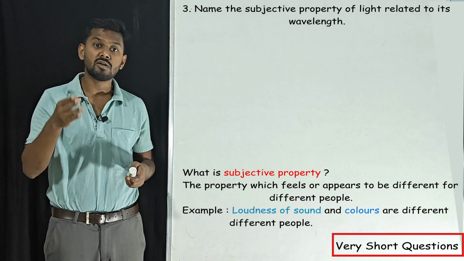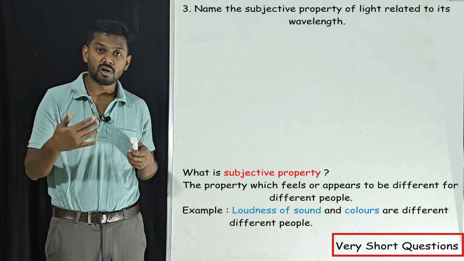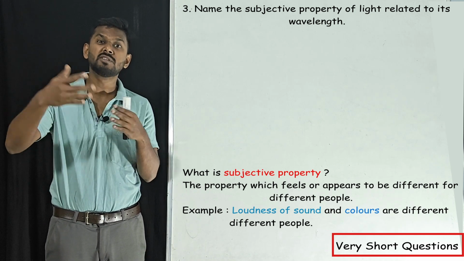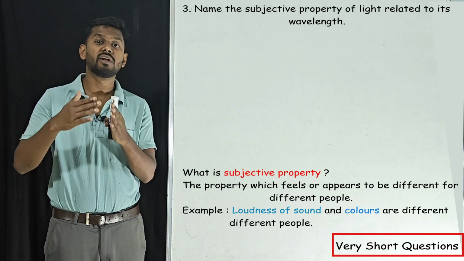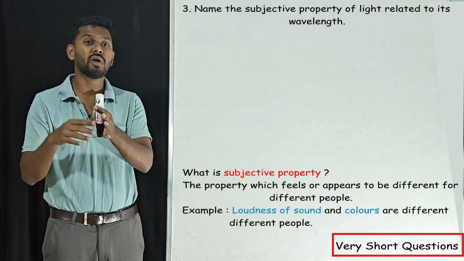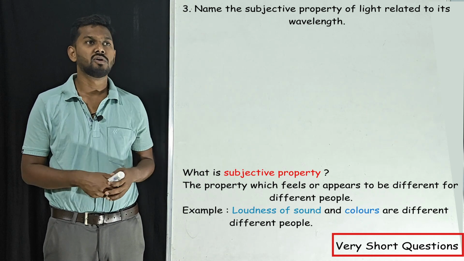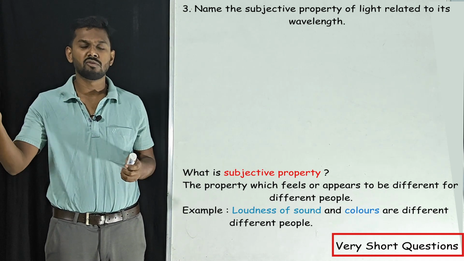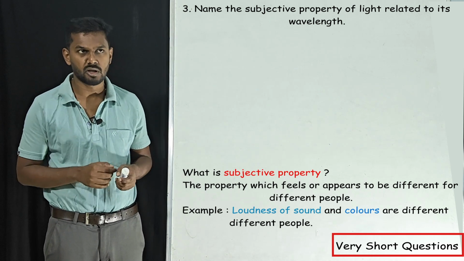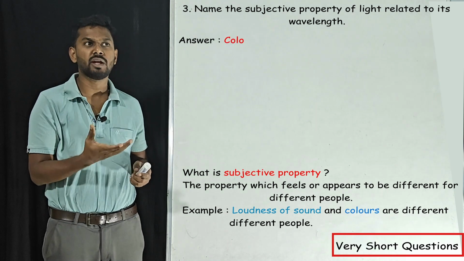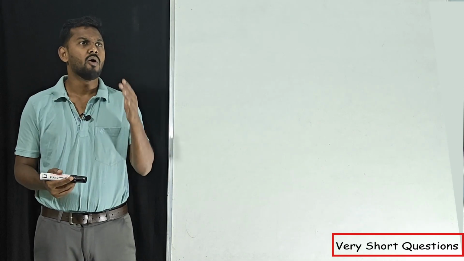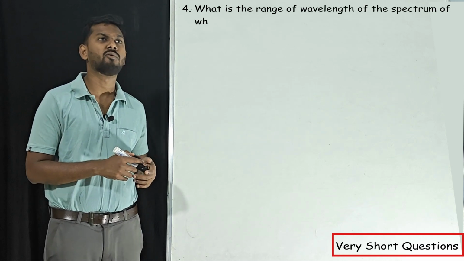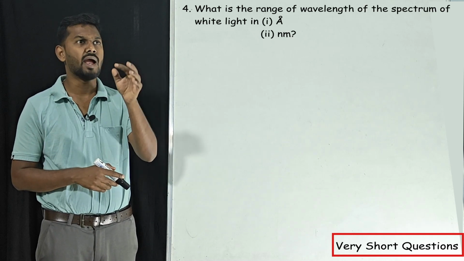Many people cannot distinguish colors. For us it may be black, for them it may appear silver. So what is the conclusion? Color is different for different persons, so it is of a subjective nature. We are going to learn more about subjective and objective nature in the sound chapter also. So when it comes to light, what is the subjective property? It is color.